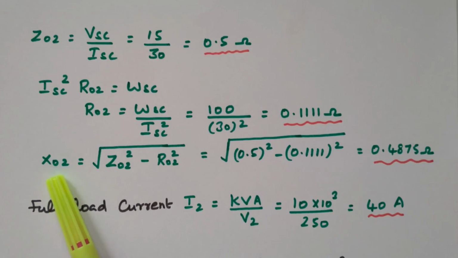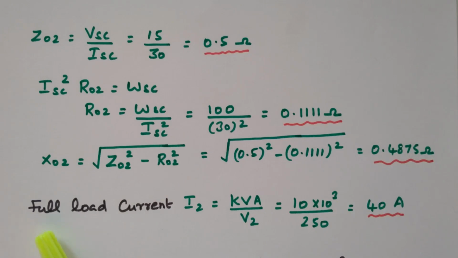So these data are needed for finding the copper loss. So X02 equal to square root of Z02 square minus R02 square. So that is square root of 0.5 square minus 0.111 square. So the value is 0.4875 ohm.